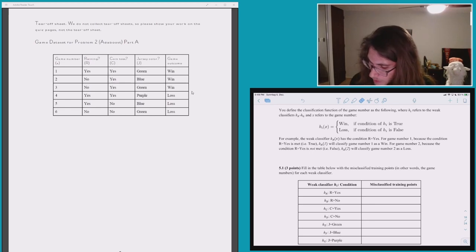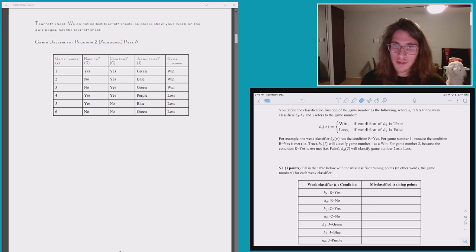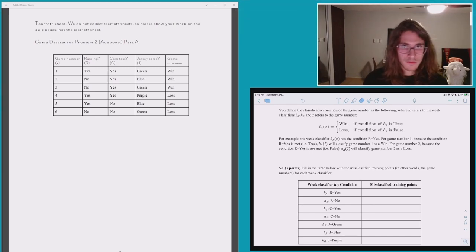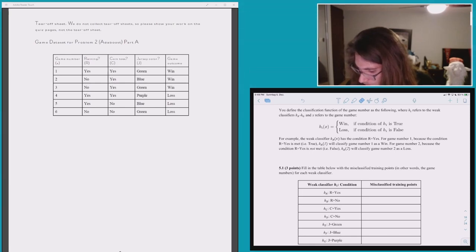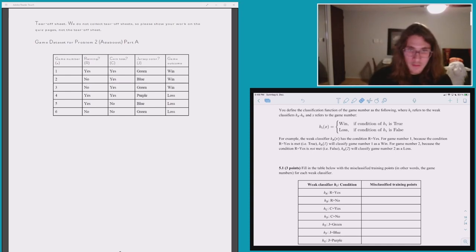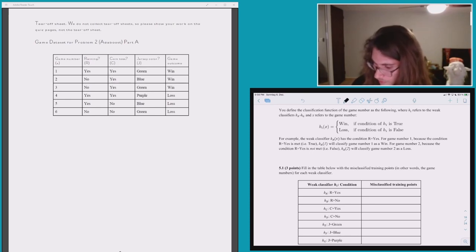So now that's set up, let me start looking through the points that are misclassified here. I'm making sure to be able to catch up to my notes, because I definitely don't want to get lost in all the reading in this case. So HA, which says that if it rained on that day, then the game was won, misclassifies point 2, in which it did not rain, but the game was won. Point 3, same thing. Point 4, in which it did rain, but the game was lost. And point 5.